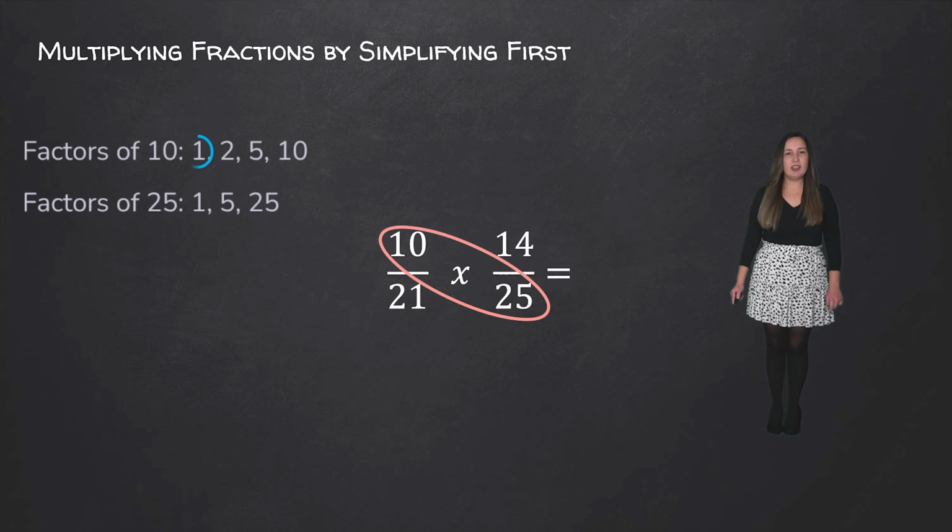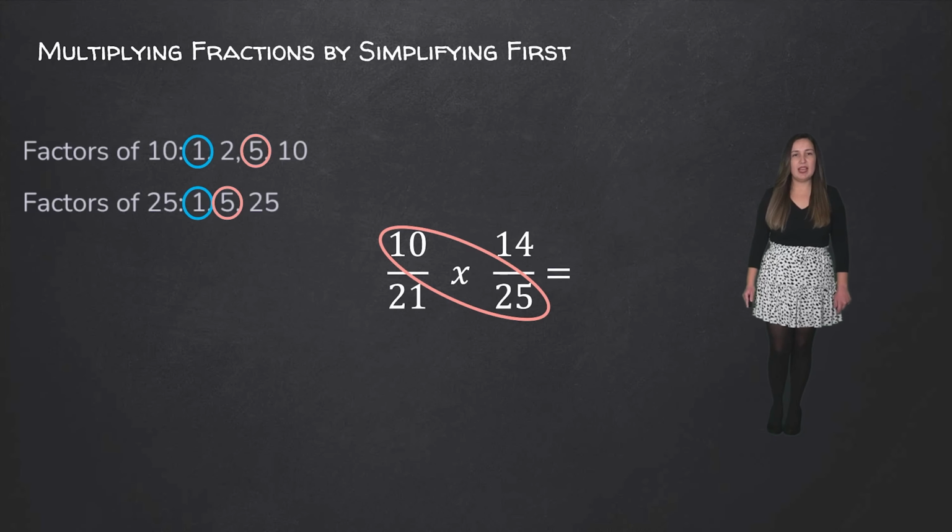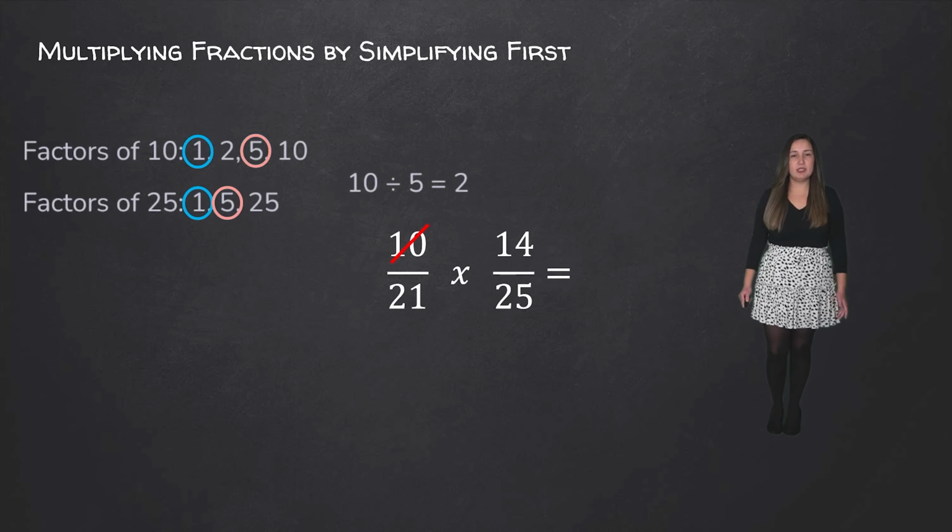And they have a common factor of 1. And they have a common factor of 5. And in this case, 5 is our greatest common factor. So we're going to take both these values and divide them by 5. So starting with the 10, 10 divided by 5 is equal to 2. So we're going to cross out the 10 and replace it with a 2.